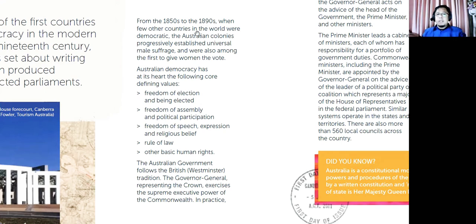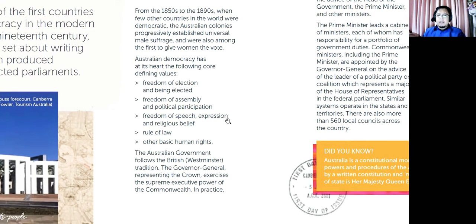Australian democracy, so Australia was among the first to give women the right to vote in elections, in 1890. Australian democracy has at its heart the following four defining values.